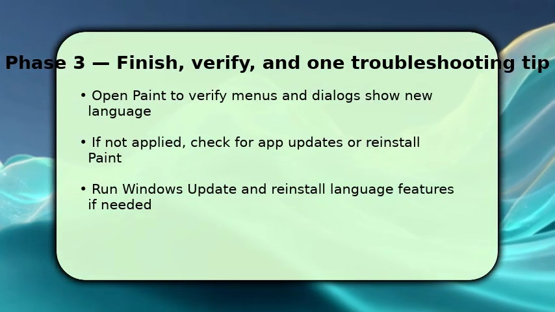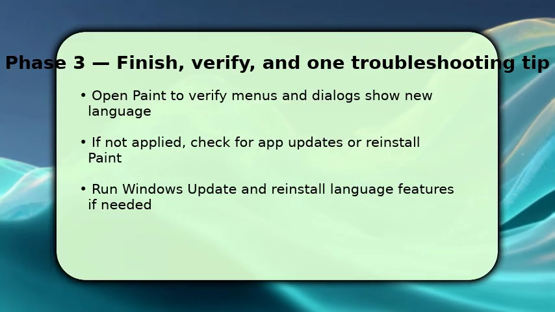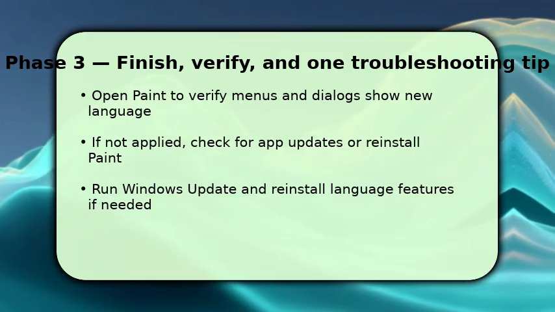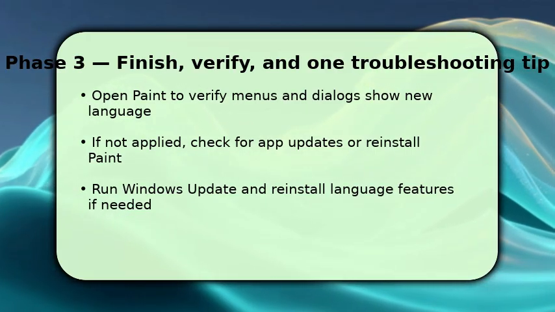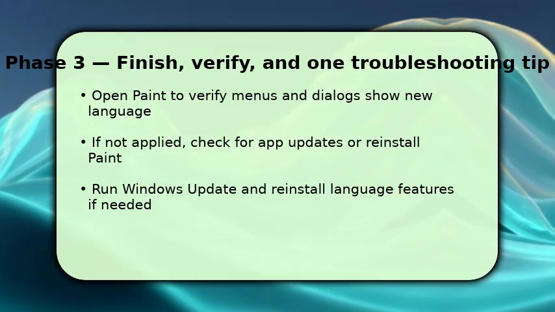Finally, open Paint to confirm menus and dialogues change to the new language. Test common commands like File, Edit, and View. If Paint still shows the old language, make sure Windows Update completed and try reinstalling Paint from Microsoft Store. This refreshes language resource files.